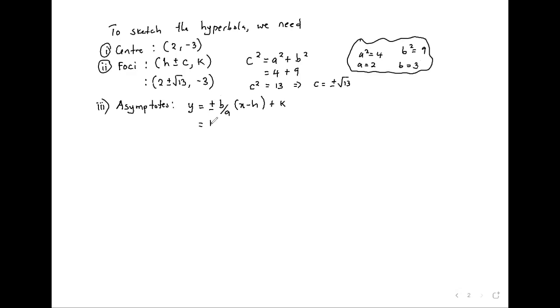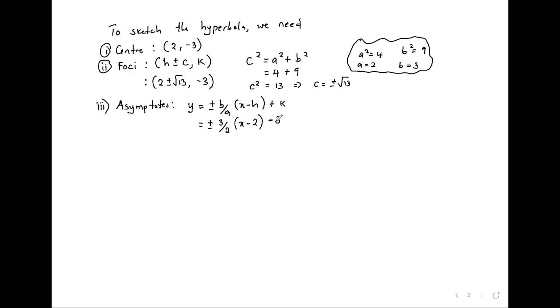So this will be plus or minus. What is b? b is 3 over a, which is 2, times x minus h, and h is 2, plus k. Now k is negative 3, so we just say minus 3. Now these are lines. So when sketching, remember, these are 2 lines.